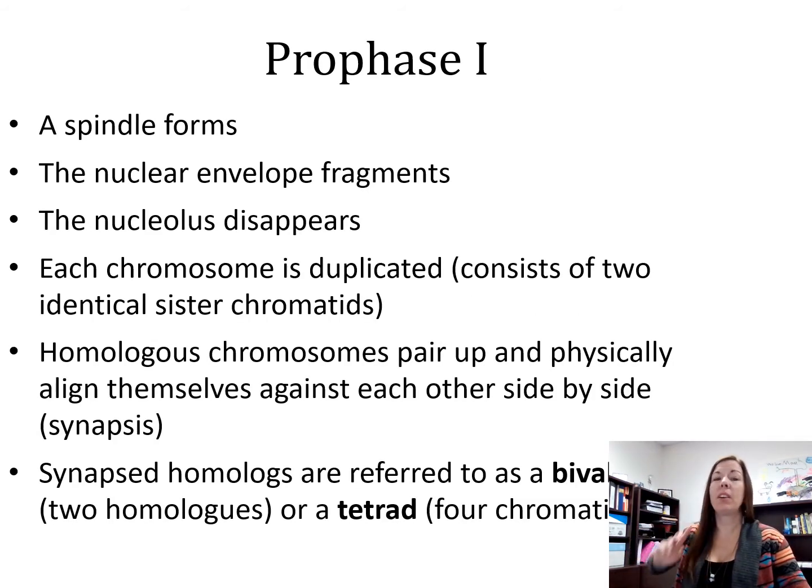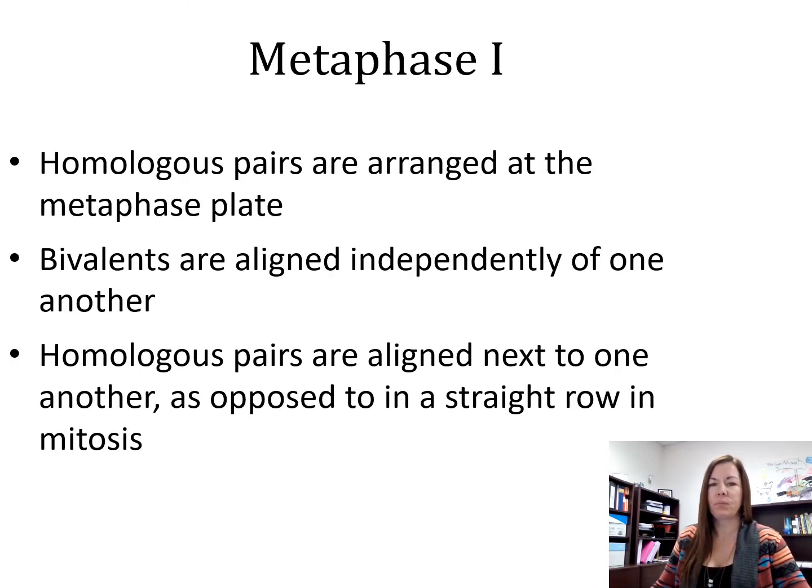During prophase 1, it's a lot like prophase in mitosis. A spindle forms, the nuclear envelope fragments, chromosomes are duplicated. Only in this portion, you'll see homologs line up side by side. It's synapsis, and sometimes people call the synapsed homologs bivalents or tetrads. I like tetrads because I think of tetra and I think of 4, so I usually say tetrads. Then at metaphase 1, homologous pairs are arranged at the metaphase plate. Those bivalents or tetrads are aligned independently of one another.